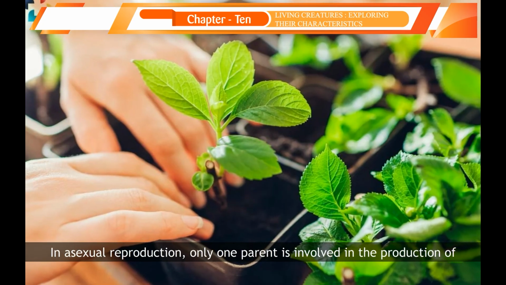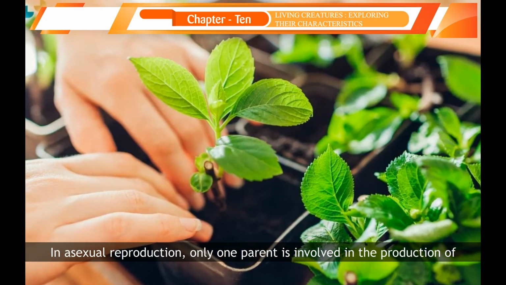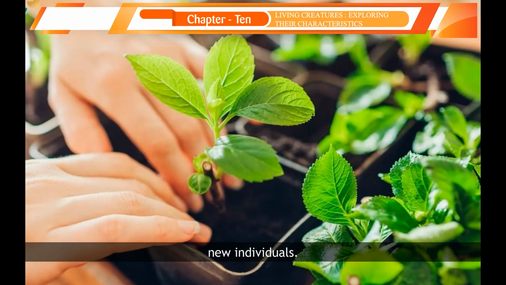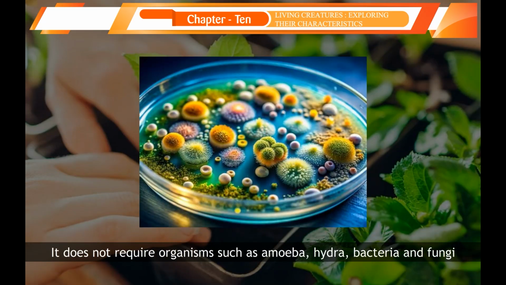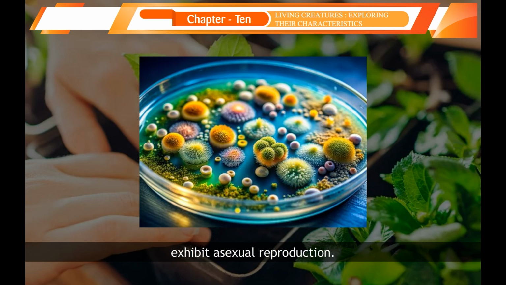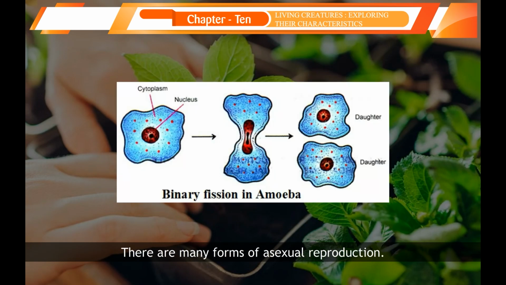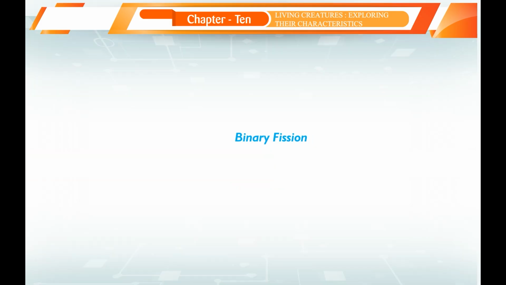Asexual reproduction. In asexual reproduction, only one parent is involved in the production of new individuals. It does not require gametes. Organisms such as amoeba, hydra, bacteria, and fungi exhibit asexual reproduction. There are many forms of asexual reproduction. Some of these forms are as follows. Binary fission.